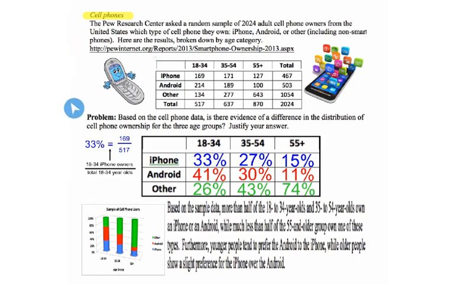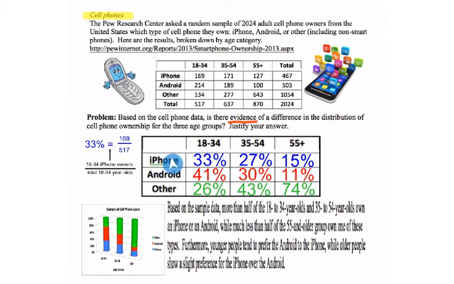So here's the same data that we were looking at before. Now the problem says, based on the cell phone data, is there evidence of a difference in the distribution of cell phone ownership for the 3 age groups, and justify your answer? Okay, so we want to know, do different age groups prefer different types of phone? Is there a certain type of phone each age group prefers? We kind of already know the answer to this, but here's how it works.